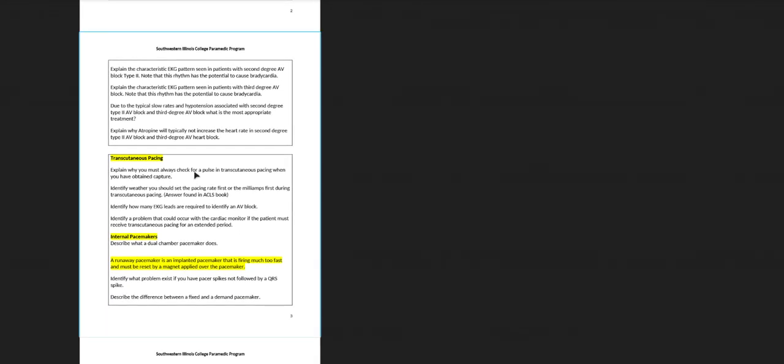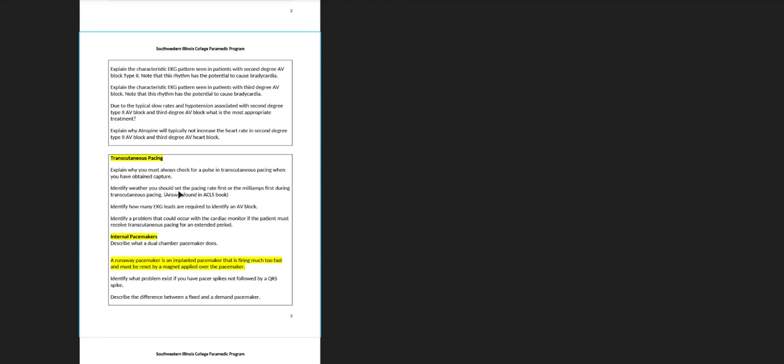Okay. So, explain why you must always check for a pulse in transcutaneous pacing when you have obtained capture. This is just because you can have electrical capture without having a pulse, and you don't want to just assume you do. It's always good to make sure your patients have pulses.